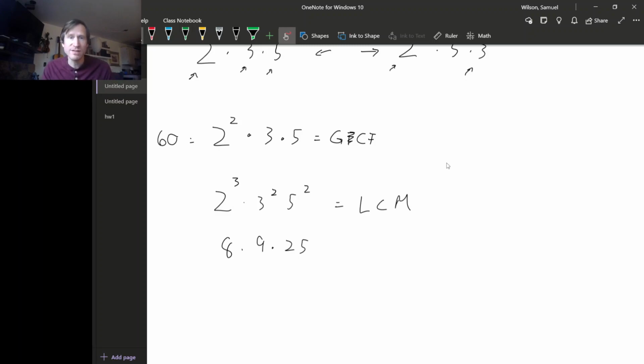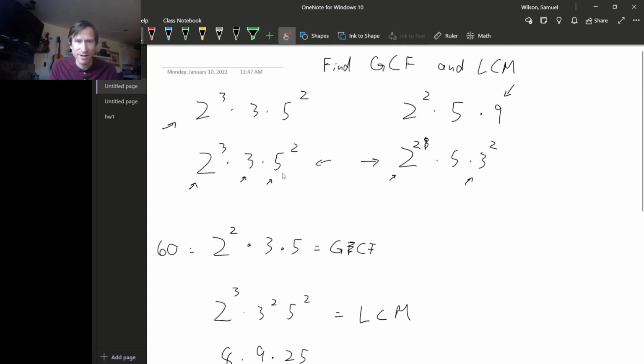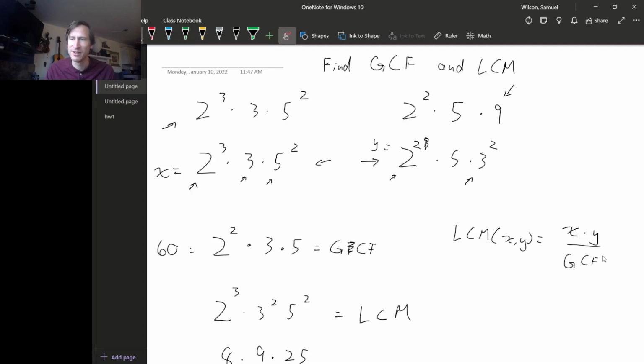So it turns out, if we call this number, I didn't name this number, but let's call it x, and let's call this one y. So it turns out that the least common multiple of x and y is x times y over the greatest common factor of x and y. So I won't prove that, but you can check that it's true, at least in this case.